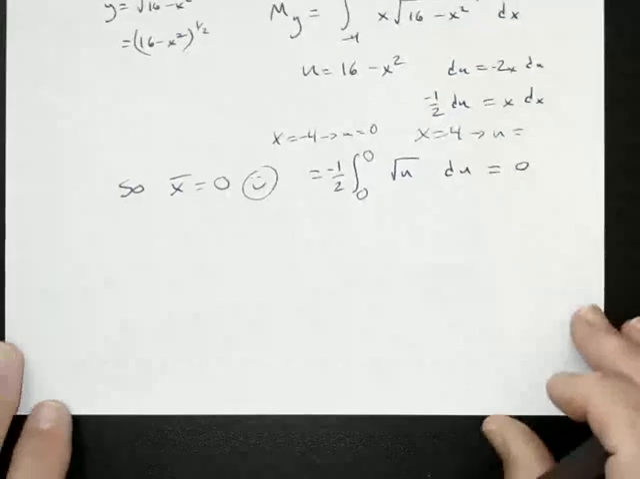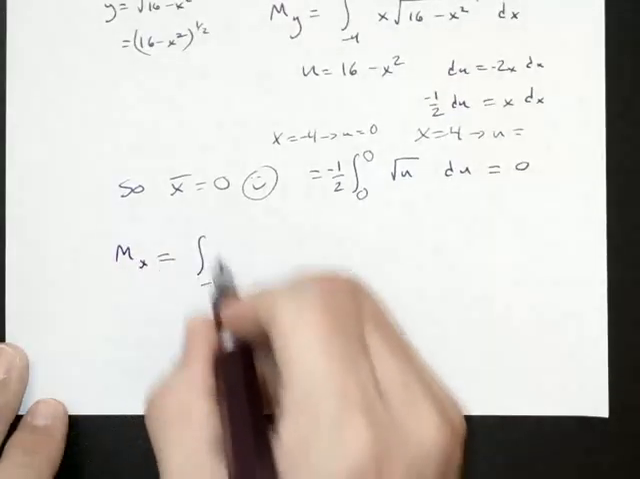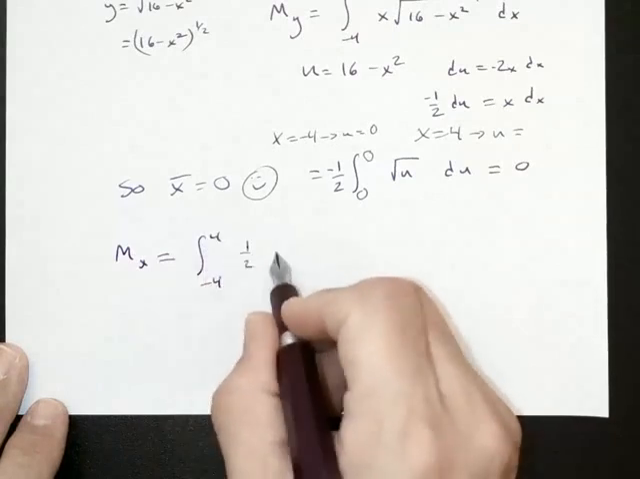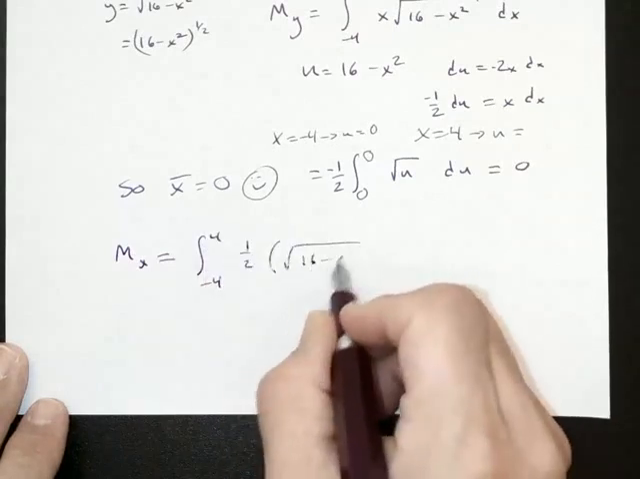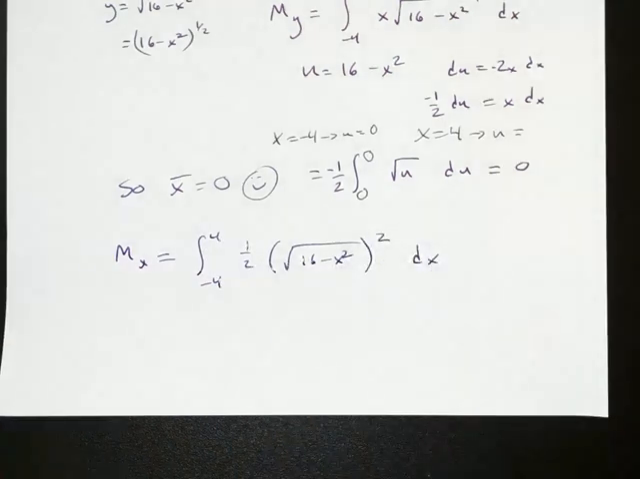All right, it isn't y, it's 1/2 function squared. Mx is the integral from negative 4 to 4, 1/2 times the square root of 16 minus x squared, squared, dx. This problem is rigged. Because I'm squaring a square root. Poof.